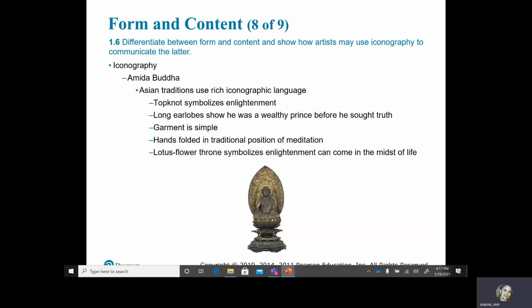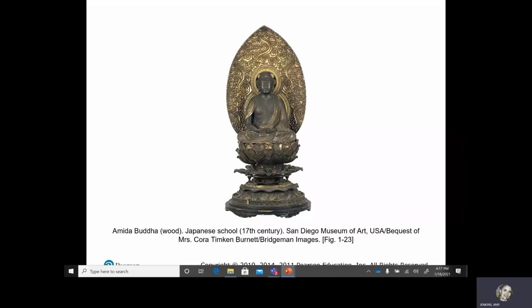Now we have the Amida Buddha, which is full of iconography. Asian traditions use rich iconographic language. We have the top knot on Buddha's hair, which symbolizes enlightenment. We have long earlobes that show he was a wealthy prince before he sought truth. His garments are simple. His hands are folded in a traditional position of meditation. And then the lotus flower throne symbolizes enlightenment can come in the midst of life. The Amida Buddha, bigger image.